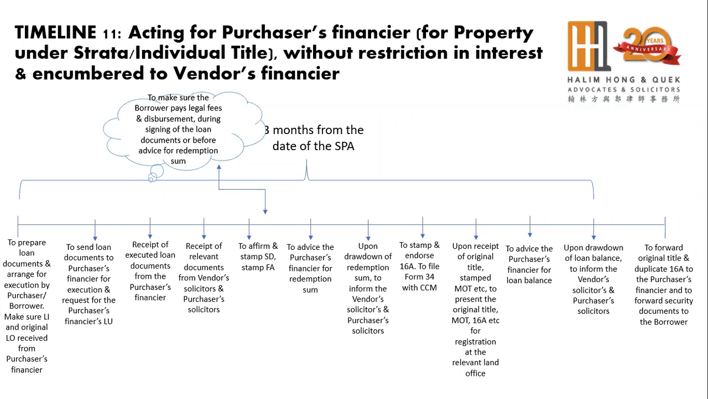And then after drawdown, which means after you receive the redemption sum, you have to inform the purchaser's and vendor's lawyer. And then you have to stamp your 16A, and you have to file Form 34 with CCM if your purchaser is a company. And after you receive the original title, stamp MOT, you have to do presentation, and you can only advise the bank for the balance after you receive the presentation slip. Okay, and lastly, you need to forward the original title and the duplicate charge to the bank and the security documents to the purchaser.